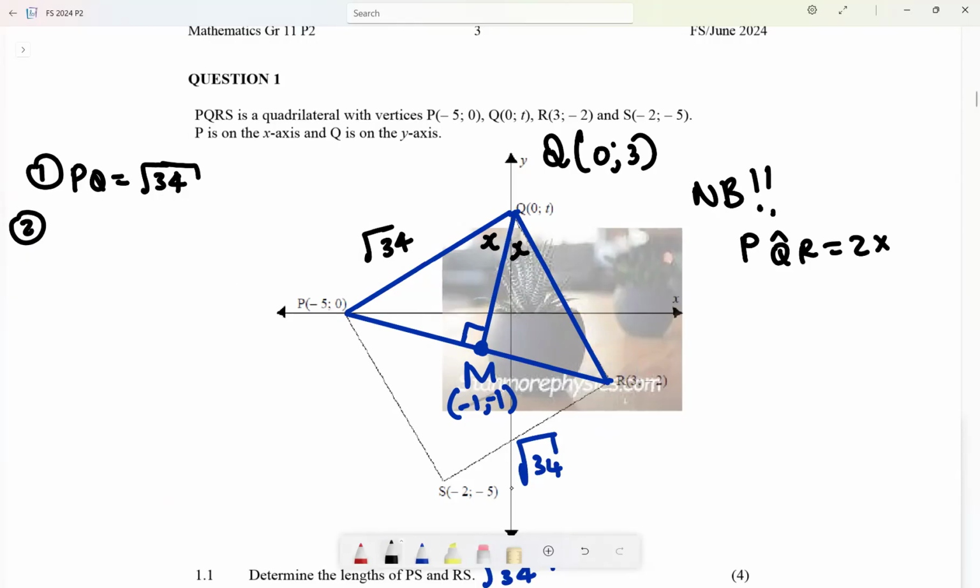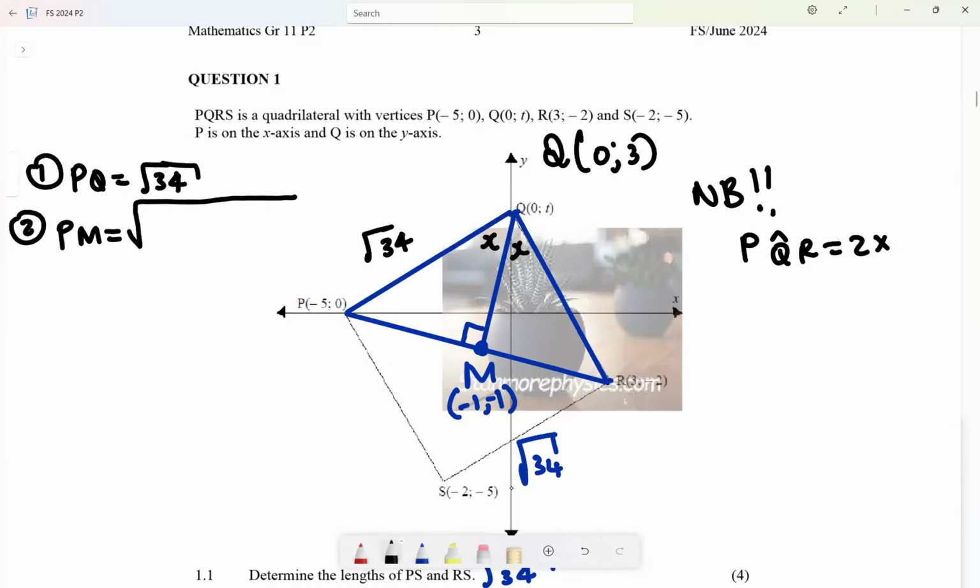So I can use the opposite to that one, because I can find the length of that one. This is opposite, this is hypotenuse. I can use sine, okay? But before I can use sine, I need this length, PM. How can I get PM?